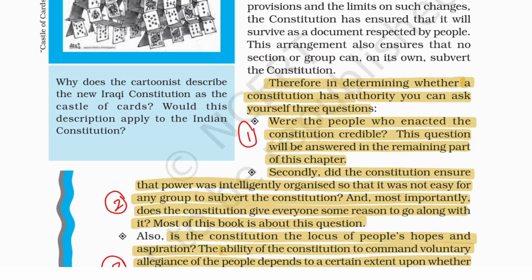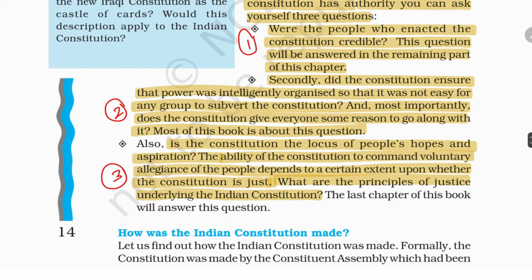Therefore, in determining whether a Constitution has authority, you can ask yourself three questions. Were the people who enacted the Constitution credible? This question will be answered in the remaining part of this chapter. Secondly, did the Constitution ensure that power was intelligently organized so that it was not easy for any group to subvert the Constitution? And most importantly, does the Constitution give everyone some reason to go along with it? Most of this book is about this question.